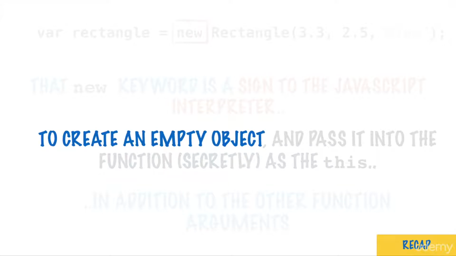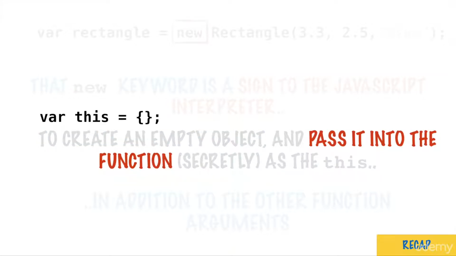When the JavaScript interpreter receives the signal from the new keyword, it creates an empty object, this. This is how you create an empty object. Remember, this is logically happening under the hood. You don't actually see this going on. So it creates the this object and then passes it secretly into the function.